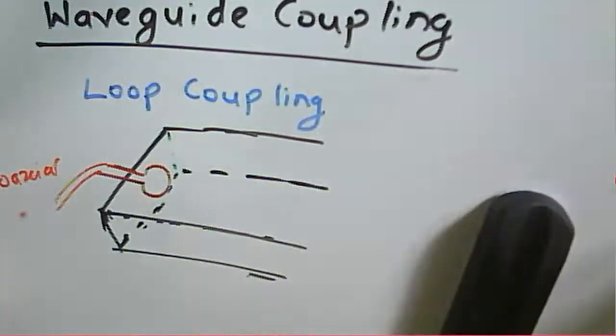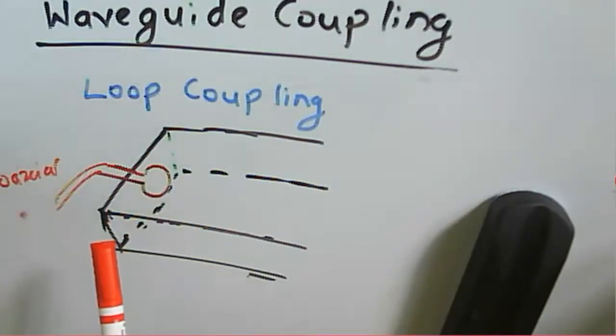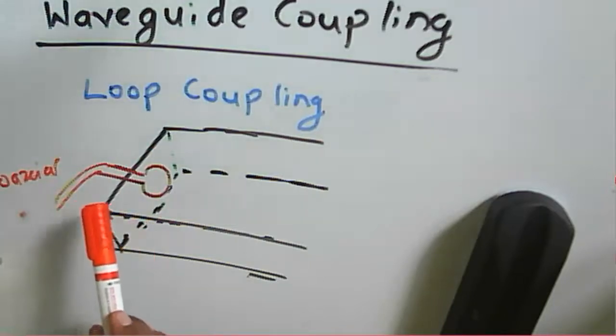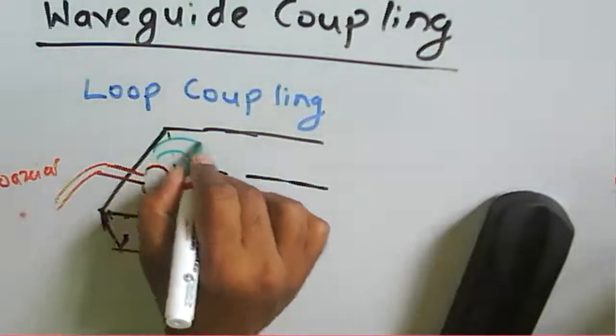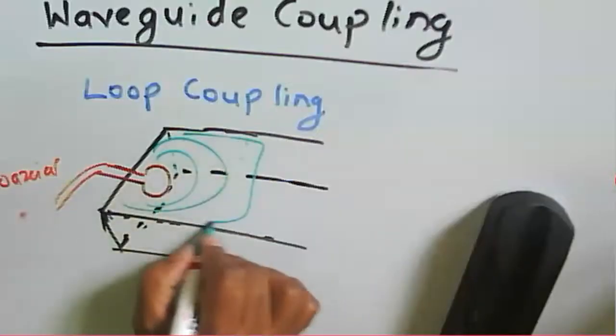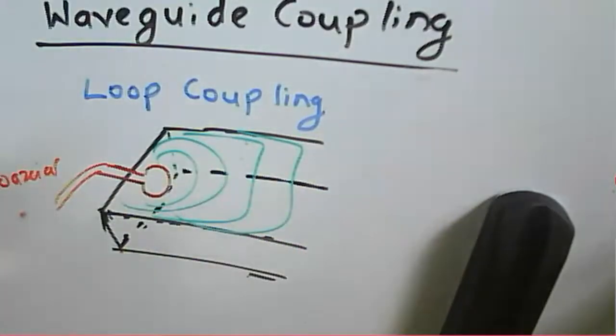Now earlier we said that a probe, that is a wire, produces an electric field. But here, consider a loop. That loop is used to insert an H field, a magnetic field, in the waveguide. Around that loop, the field lines are generated. Likewise, magnetic field lines are generated around this particular loop.